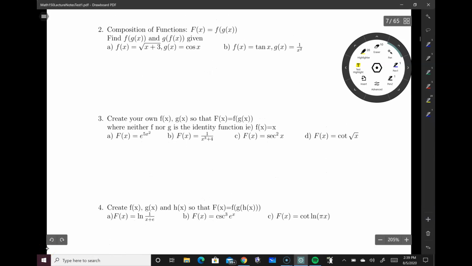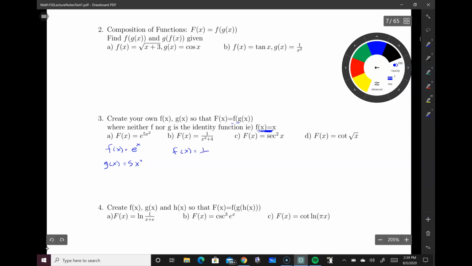All right, so we're continuing on with this composition of functions, which is very important. So given this capital F of x, I would like you to create a little f and a little g. I can't have either of them be equal to x, so that it gives me this. So I see the outside function f of x as being e to the x, and the inside function being 5x squared. In this particular case, sometimes there could be more than one.